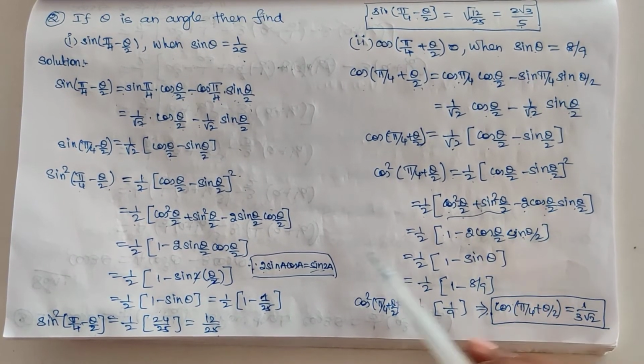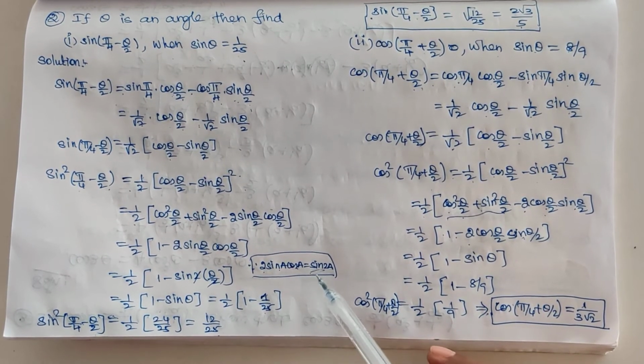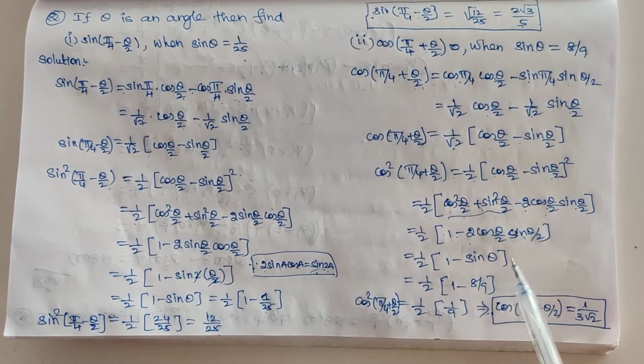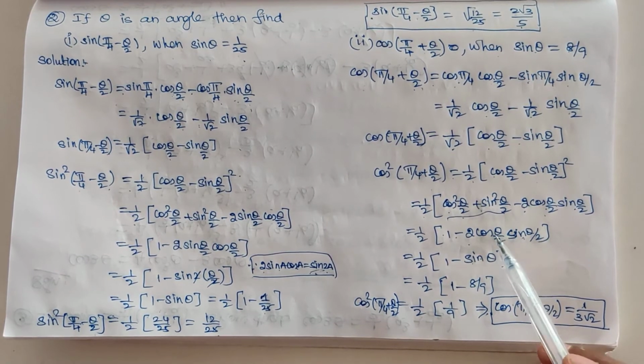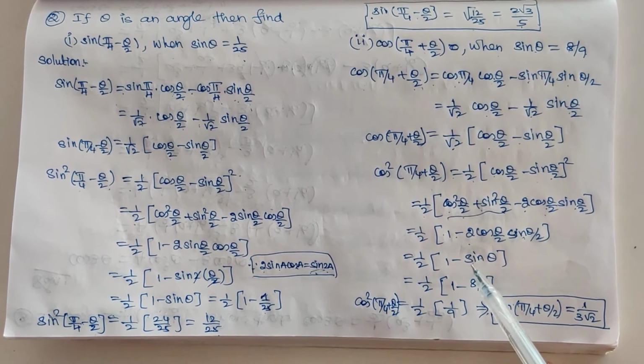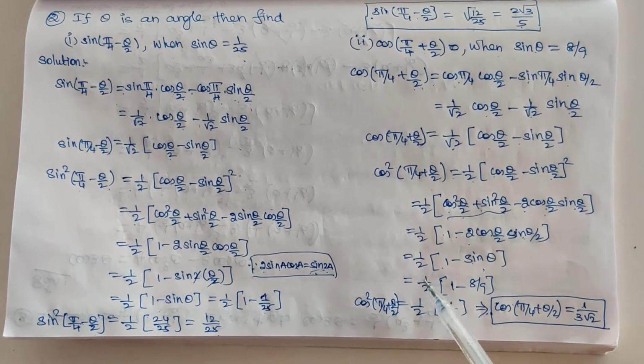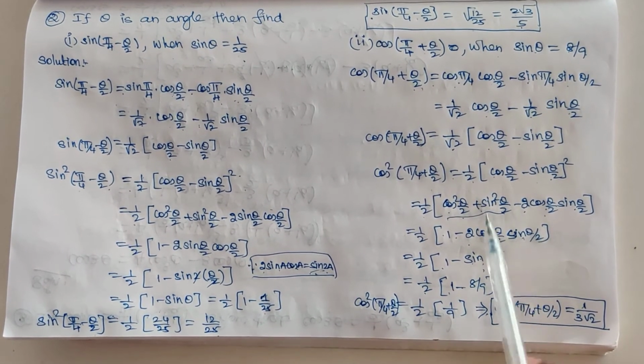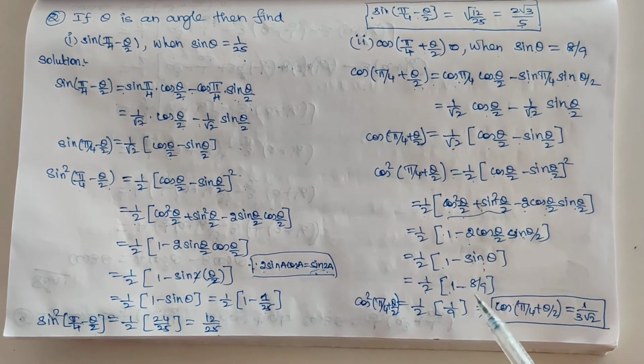So this is in the form of what? 2 sin a cos a, that is equal to what? Sin 2a. So what will we get? Sin 2 into theta by 2. The 2 gets cancelled. So we'll get sin theta. So 1 by 2, 1 minus sin theta. So 1 by 2, 1 minus sin theta, where the value is given as 8 by 9.